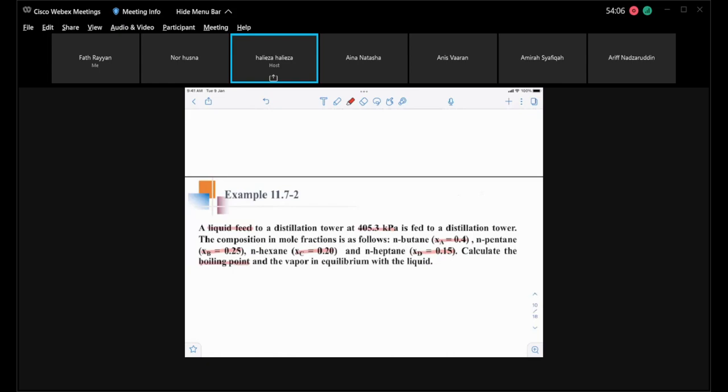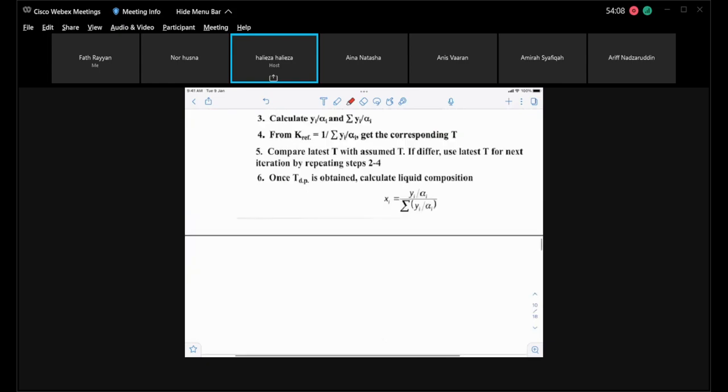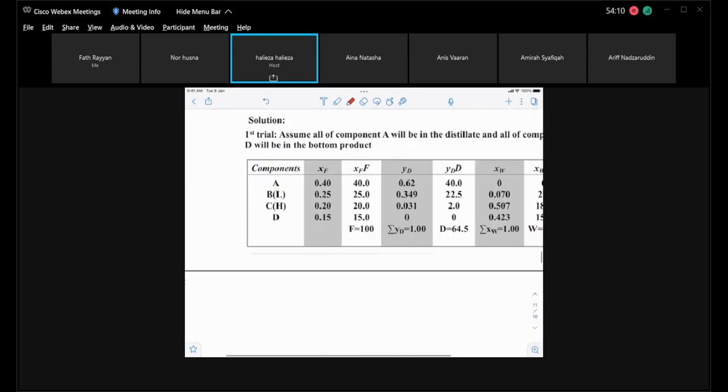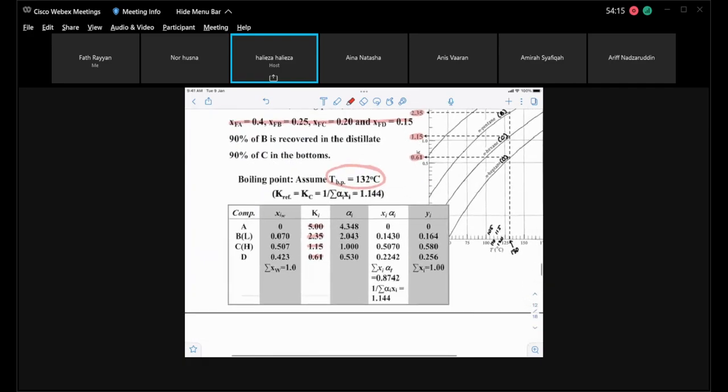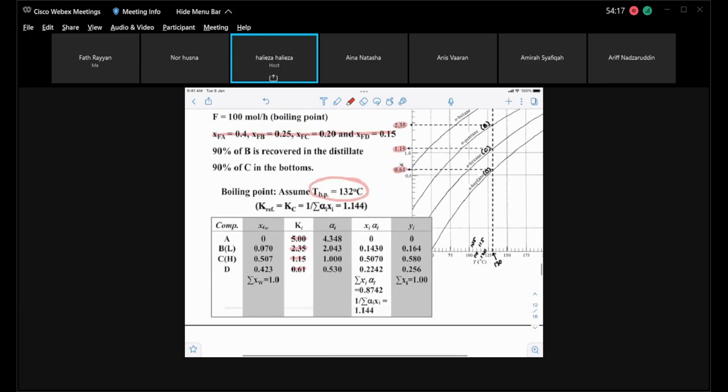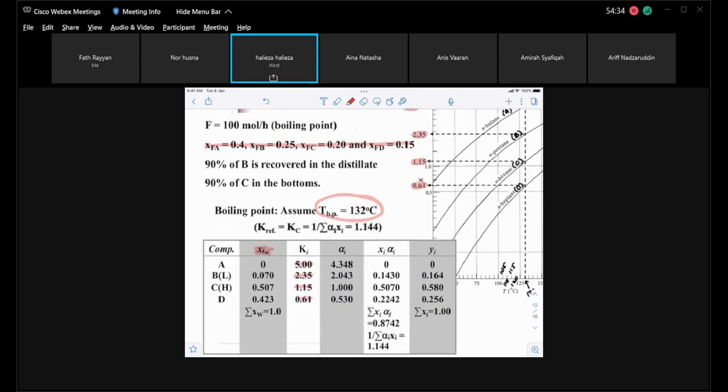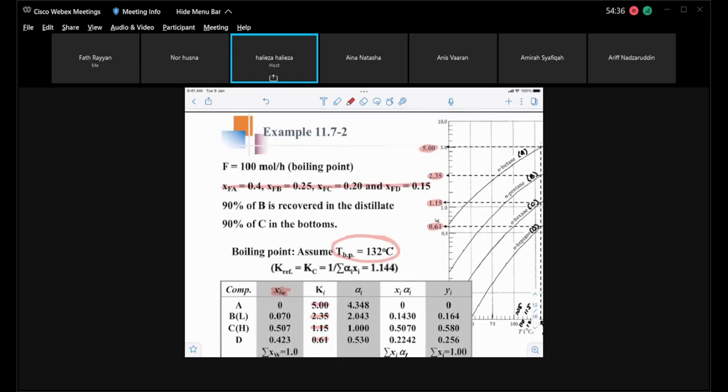What is the boiling point of the feed? Okay, so using that composition, we will substitute it in our column beside the component. So this is the composition of your mole fraction, the mole fraction of the feed. Now I realize I made a mistake. Have you realized the mistake that I made? This is your feed composition.